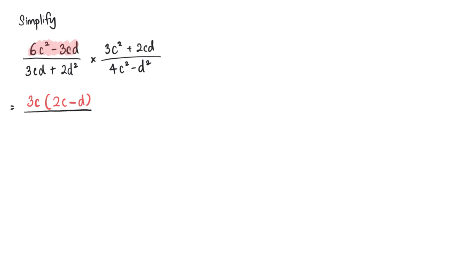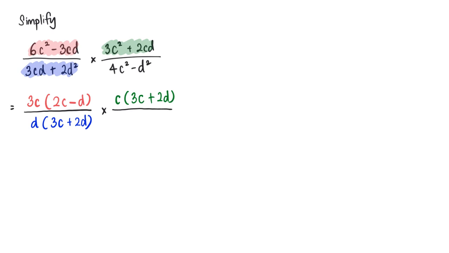And I could also do the same for this by taking out d as the common factor. And I'm left with 3c plus 2d. One of the d is taken out. I could also do the same for this by taking out the common factor c. And I'm left with 3c plus 2d.